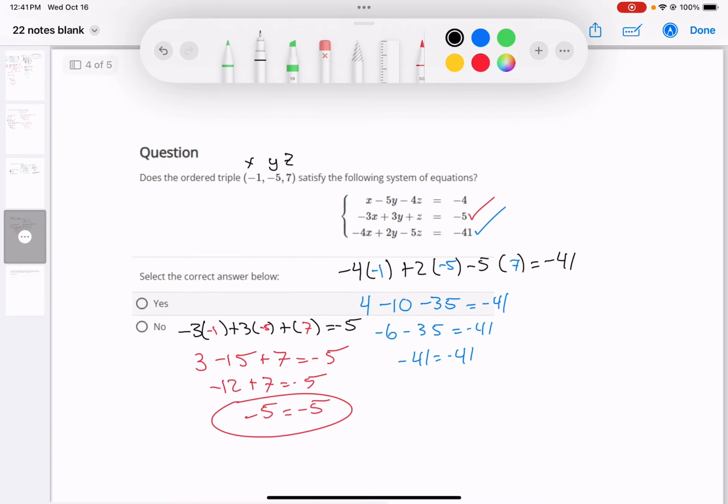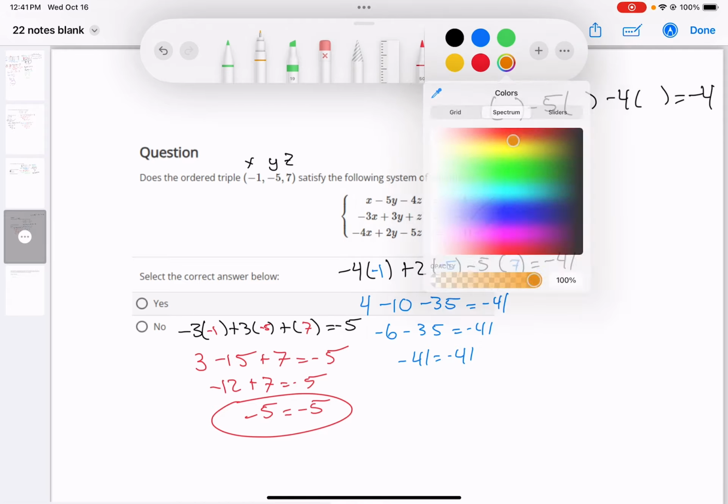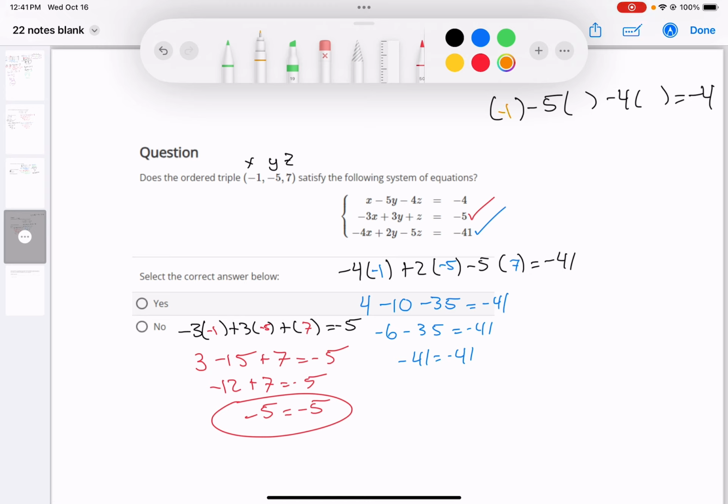And let's do the last one. We'll do it up here. So we got minus 5y minus 4z equals negative 4. And we'll choose orange. So negative 1, negative 5, 7, so negative 1 plus 25 minus 28 equals negative 4. So this would be 24 minus 28 equals negative 4. Negative 4 does equal negative 4. And so this last one holds true. So this one is a yes.